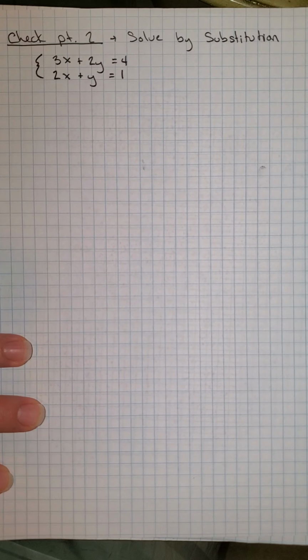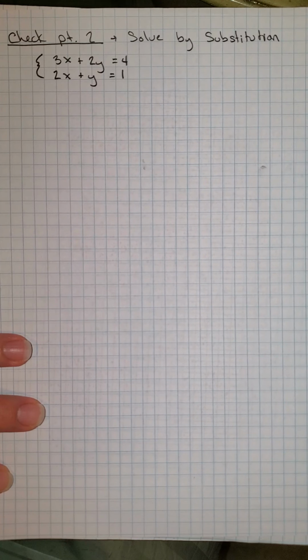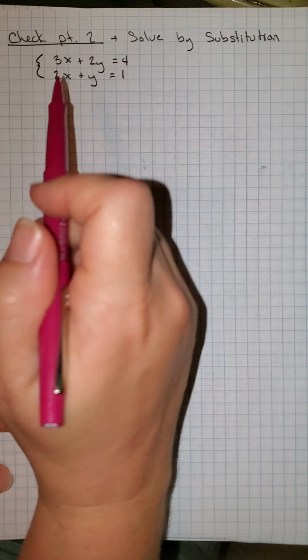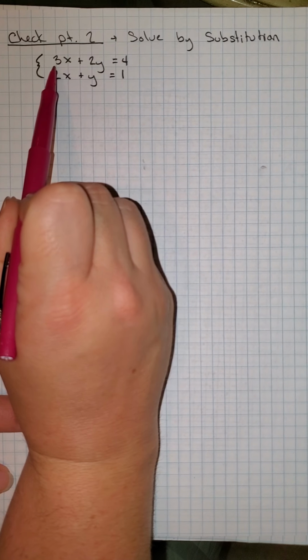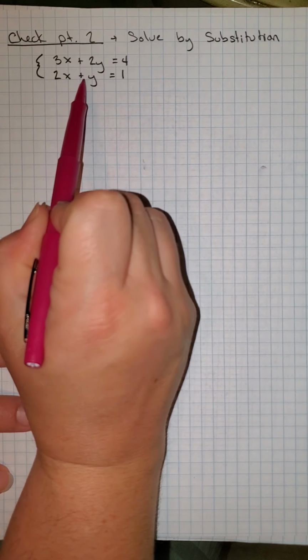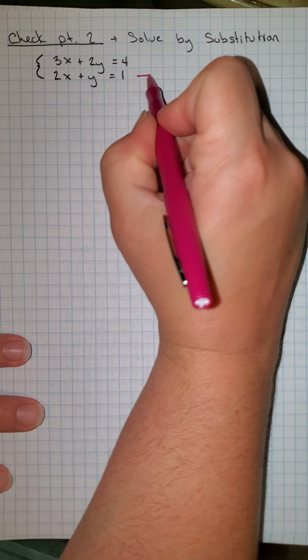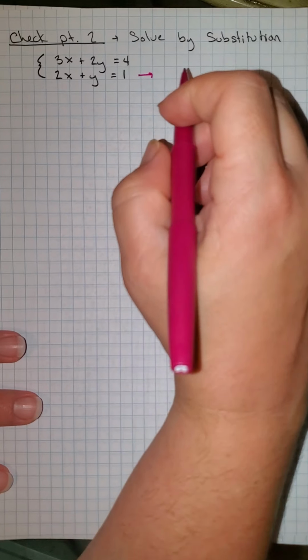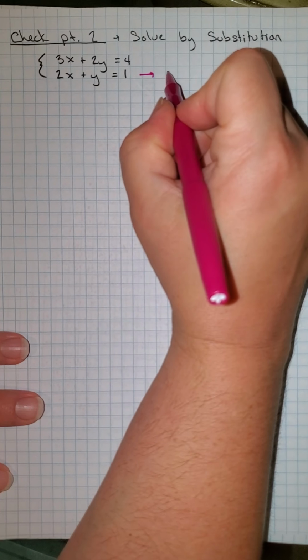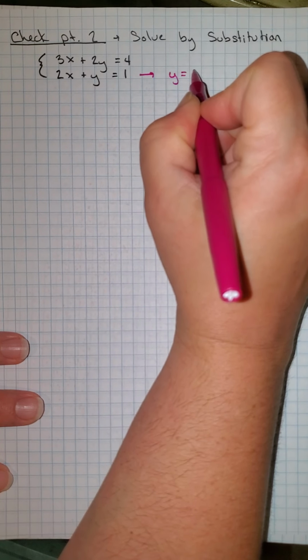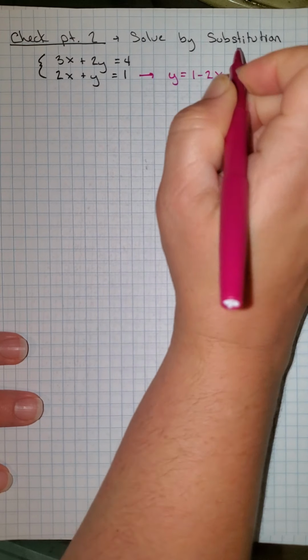Alright, so we're going to have to figure out which equation we want to plug into the other one. If you look at your coefficients, you have 3 and 2 and then 2 and 1. You want to pick the one that has a 1. So I'm going to take this equation and solve it for y. That would be y equals 1 minus 2x.